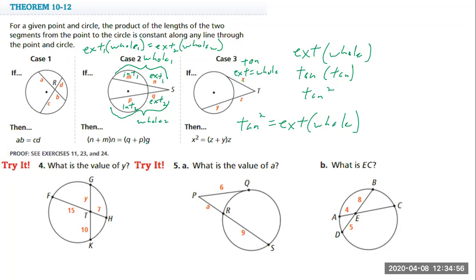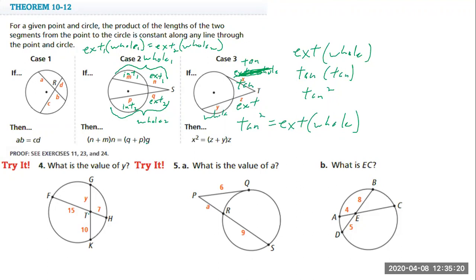So we have the tangent for this piece, right? This piece I'm calling tangent. I'm no longer calling it exterior. And then on this side, I have the exterior and the whole. So that way I'm only dealing with one exterior and whole. But again, it's the same idea as the previous problem, just set up a little differently because the tangent is both the exterior and the whole in that case.